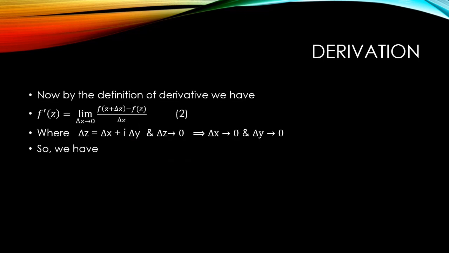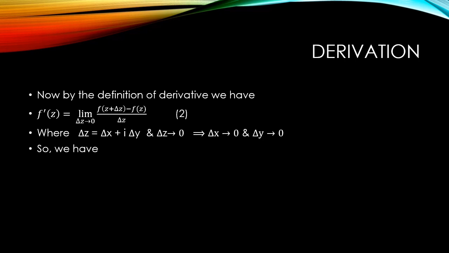Now by the definition of derivative, we have that f prime of z is equal to the limit as del z approaches 0 of f of z plus del z minus f of z, over del z, where del z is equal to del x plus iota del y, and del z approaches 0. So we can say that del x approaches 0 and del y approaches 0.